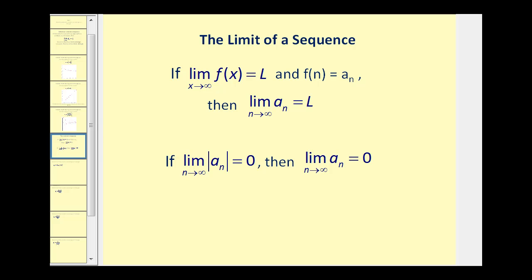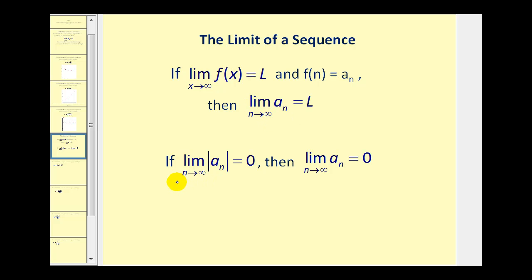Let's take a look at a more formal way to determine the limit of a sequence. If the limit as x approaches infinity of f of x is equal to L, and f of n is equal to a sub n, then the limit of a sub n as n approaches infinity is equal to L. So what this is telling us is if we can define a function in terms of x, where f of n is equal to the formula for the sequence, and the limit of the function is equal to L, then the limit of the sequence is also equal to L as n approaches infinity.